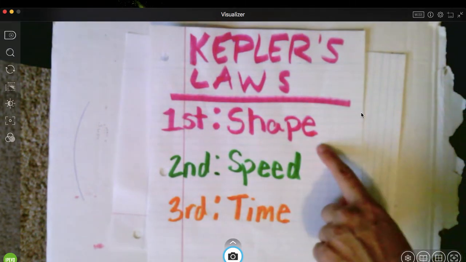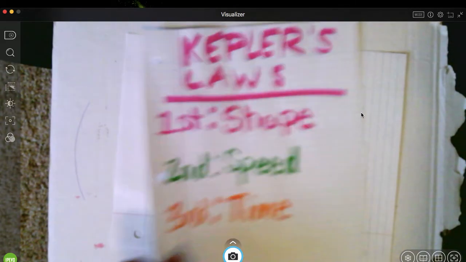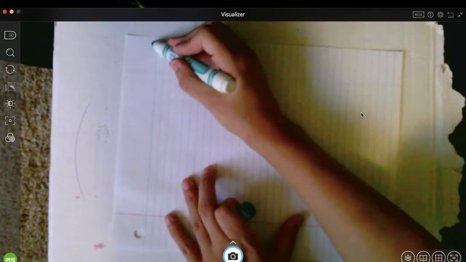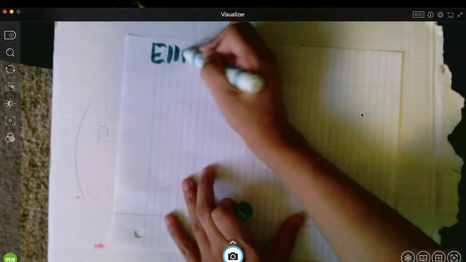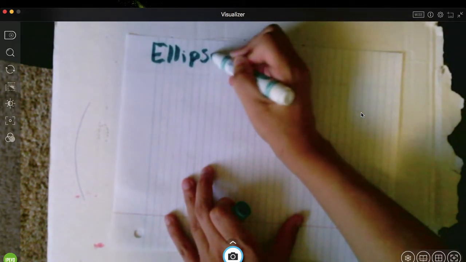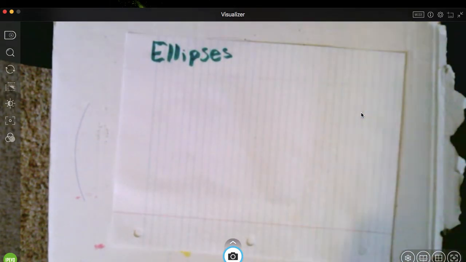So the first one is the shape. So remember that according to Kepler's first law, planets orbit in ellipses. That means they go in ovals. So sometimes they're a little bit closer to the sun, and sometimes they're a little bit further away. And I want to show you how ellipses can change.